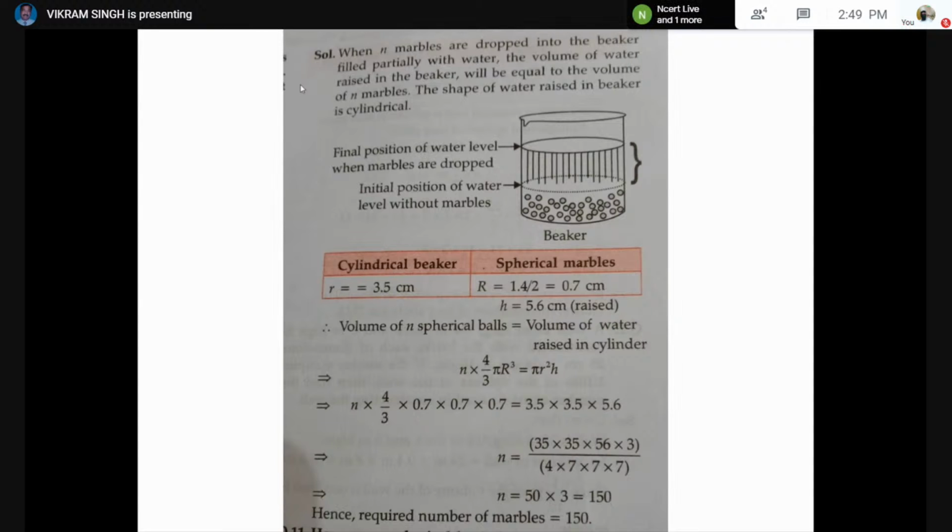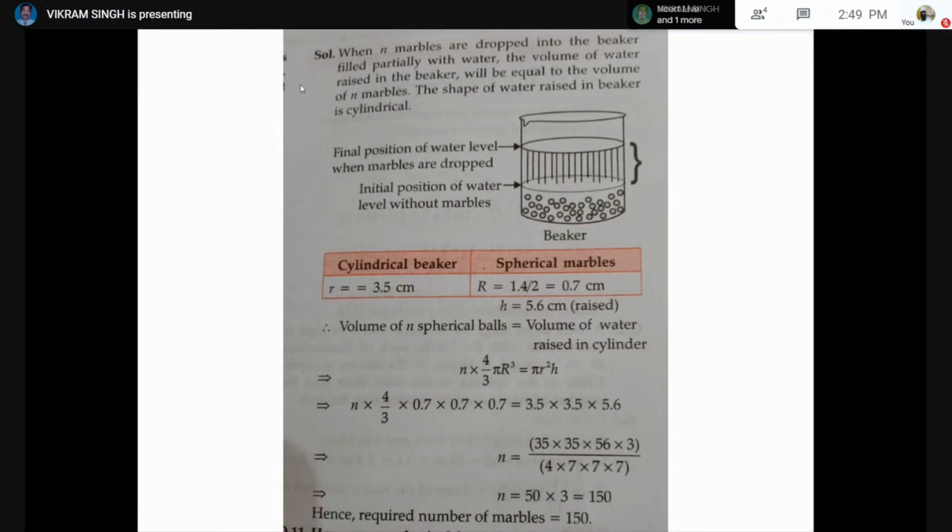Height raised, it is 5.6, which is given in the question. Undoubtedly, the volume of n spherical balls or marbles will be the volume of the water raised in the cylinder. So this will be equal to n multiplied by the volume of a marble. And I told you at the start of the question, this marble is a sphere.